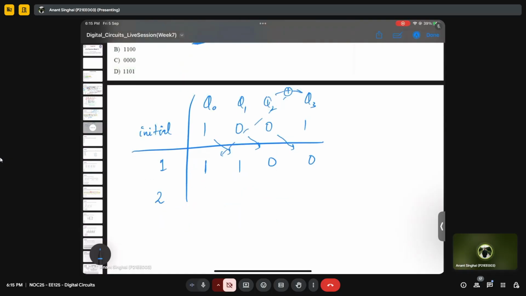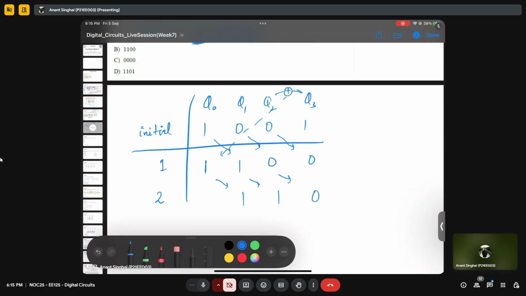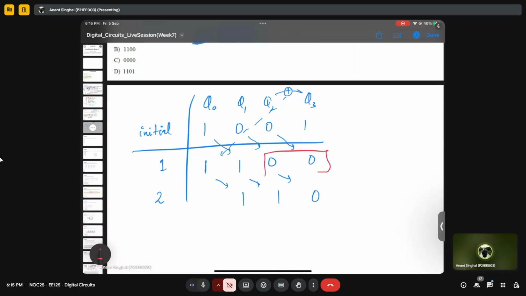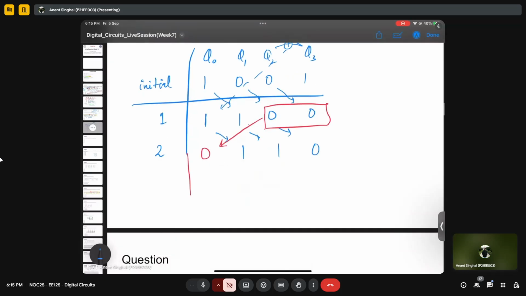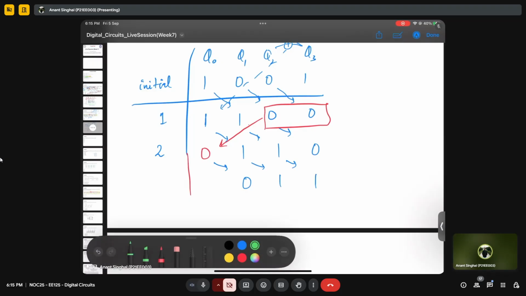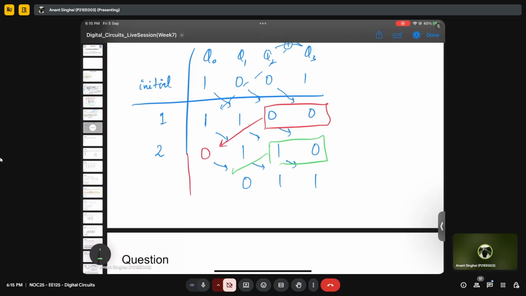Then in the second clock cycle, again this 1 1 0 will be here. Now the XOR of these two will come here, which is 0. Now this again will shift like this, 0 1 1, and the XOR of these two will come here. So this is 1. After 3 clock cycles, the question is asking what the output is.